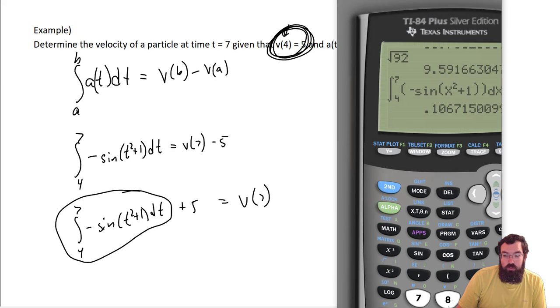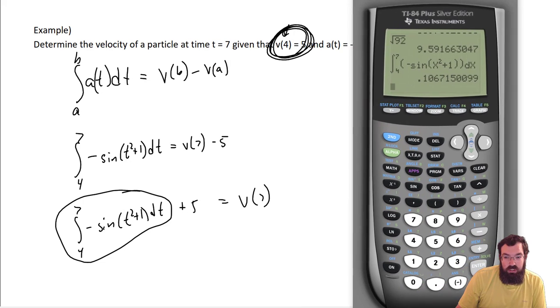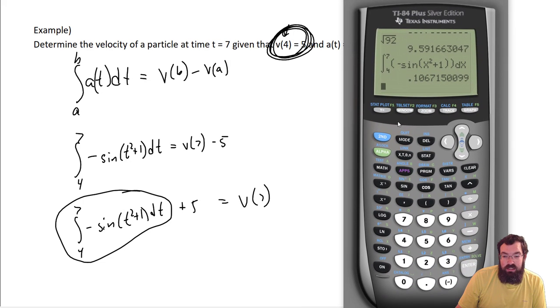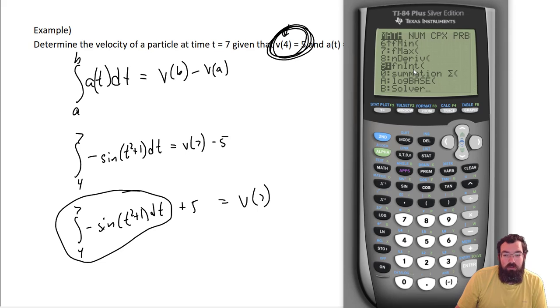Wherever it comes, right there, cool beans. Gonna have to bring it back over. And if I do that, the integral from 4 to 7 of the function dx, how do I do that? I did math 9, okay? If you actually go up to 9, it's the fnInt. It's the function integrated, I don't know what it stands for, but that's what you need to do. And when you do that, you type in from 4 to 7 of your function dx, and you get 0.1067.